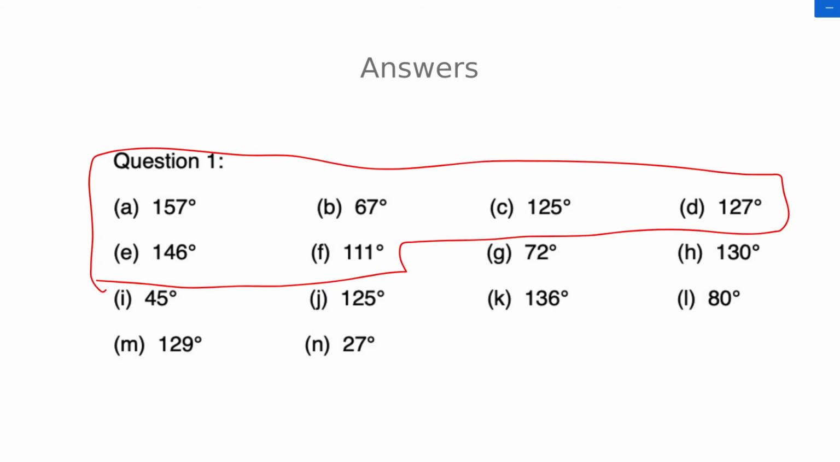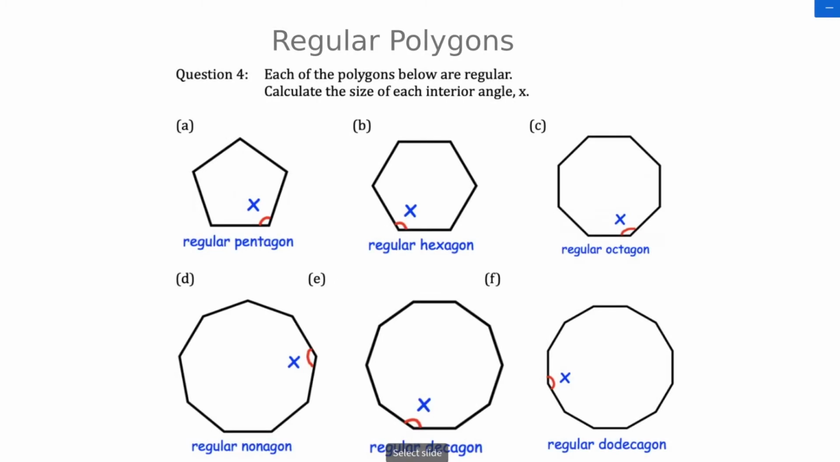Right, so mark your work, and now we look at regular polygons. Okay, regular polygons have the sides equal and the angles equal. So all of these angles here, they're all equal to x. And what you need to do in this activity is to find out how much one angle is.